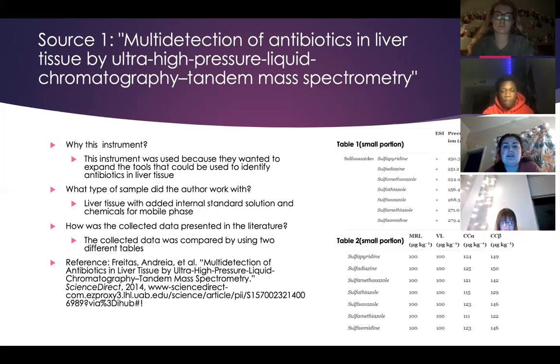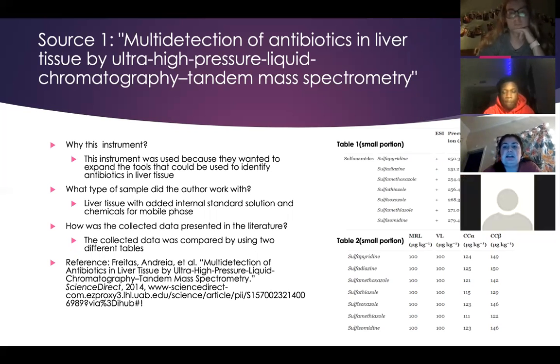So why this instrument? This instrument was used because they wanted to expand the tools that could be used to identify antibiotics in liver tissue. There are relatively few multi-detection and multi-class methods for the determination of antibiotics in liver tissue, so they wanted to create an experiment to discover if this type of HPLC could also be used for the determination of antibiotics in liver tissue. What type of sample did the author work with?